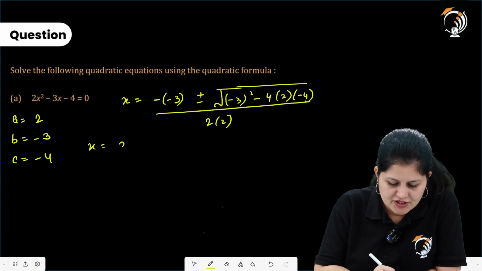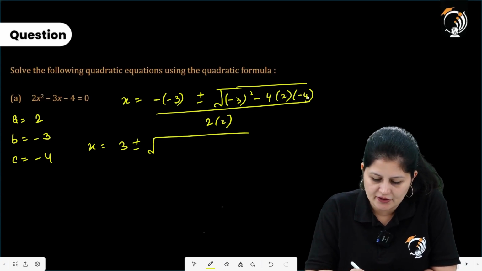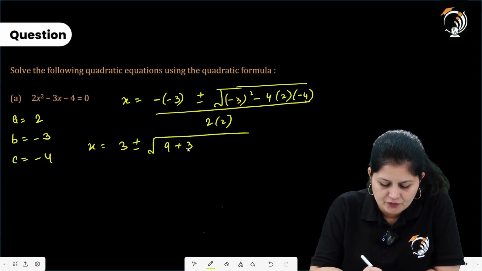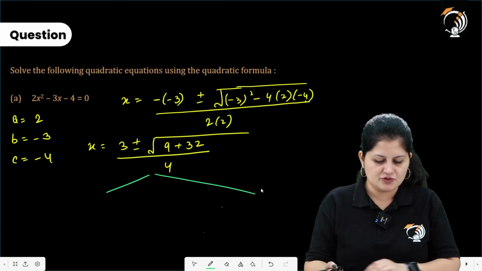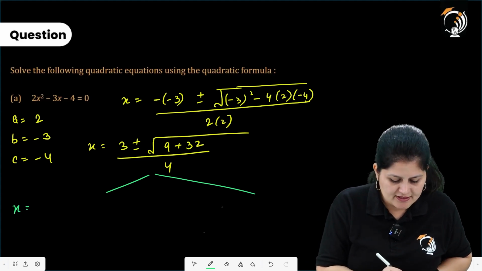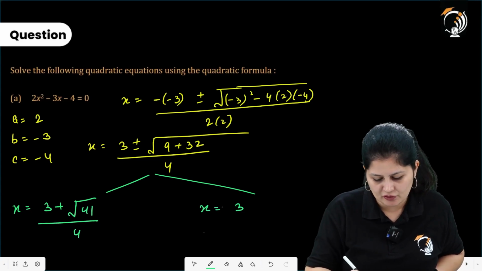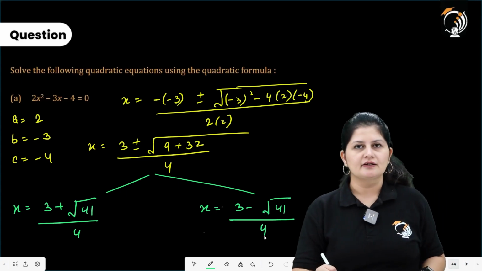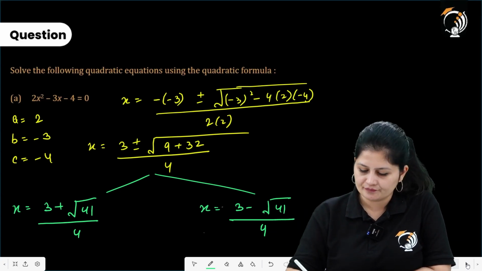So we are getting this as 3 plus minus square root of 9 plus 32, over 4. So if I talk about the two possible values that we are getting here, x is equal to (3 plus root 41) over 4, and the other value is going to be (3 minus root 41) over 4. Clear? This is how we are going to get the two possible solutions here.